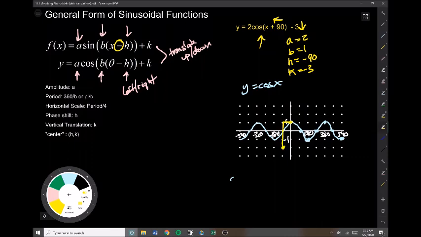So that point is now here. This point goes left 90 and down 1, 2, 3. So that point is now here. This point goes left 90 and down 1, 2, 3. So that point is here. And then the graph would start to do this.